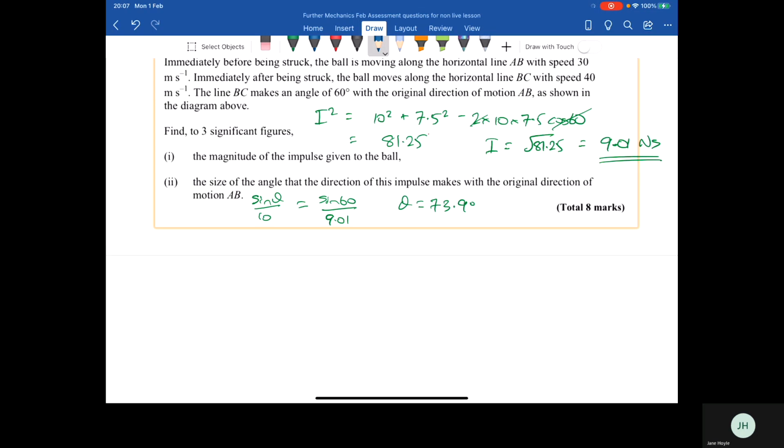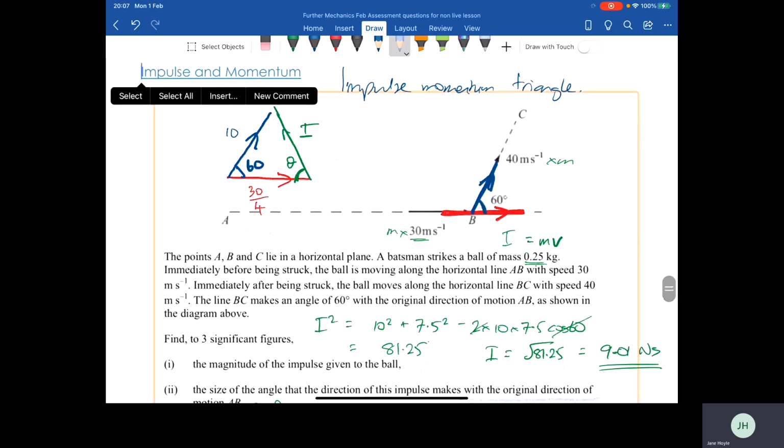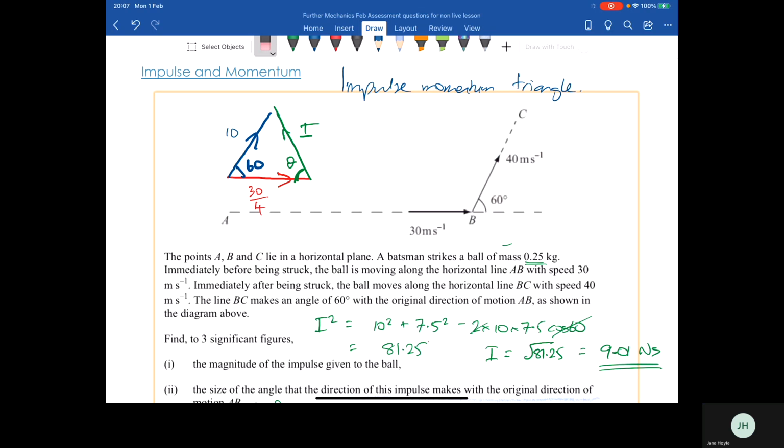But the direction of the impulse makes with the original direction of the motion AB. So let's just have a think about this. And I think going back to this here is the most obvious way to see it. My impulse is going in this direction. Let's be consistent with the colours though. So my impulse is going in this direction here. That is my impulse. That is my direction AB. This is the angle here that we need.